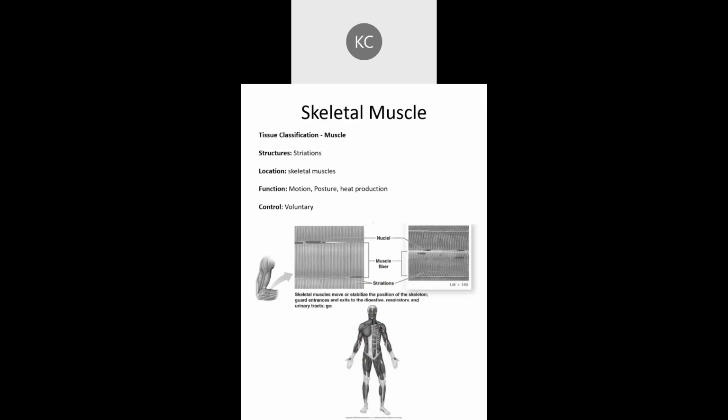It's involved with motion, so movement, posture, like the muscles running along our back. Skeletal muscle can also produce heat. So through the process of shivering, you can produce heat by the rapid contraction of skeletal muscle, right? And then the big things: it is striated and it is voluntarily controlled, all right? It will be our only voluntarily controlled muscle tissue that we'll see, all right?